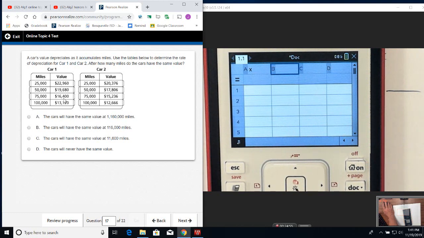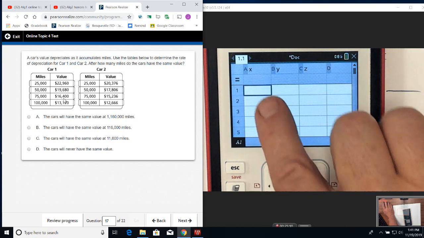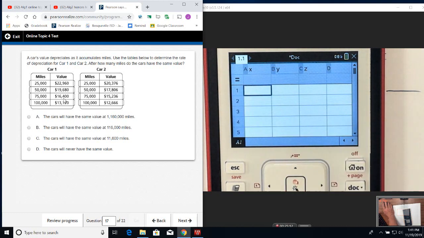So if you want to type in car 1, you can. I'm just going to call that Y. Y is the value of car 1. Do you understand? And then Z is going to be the value of car 2. So we're entering in 3 columns of information.